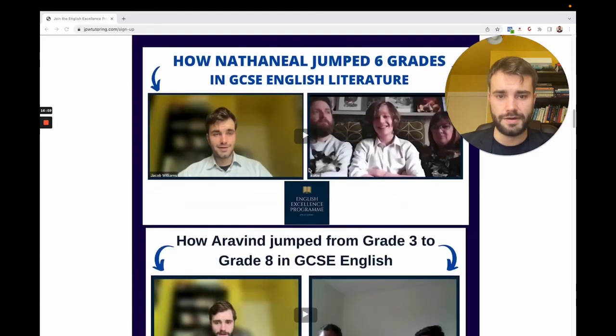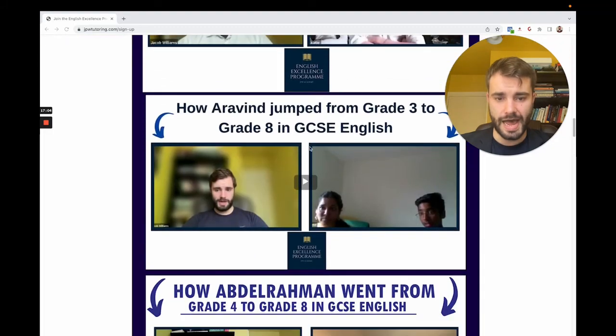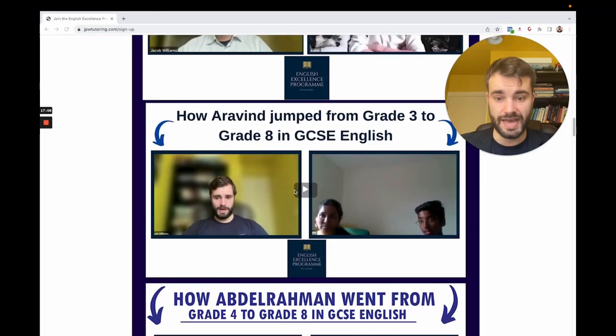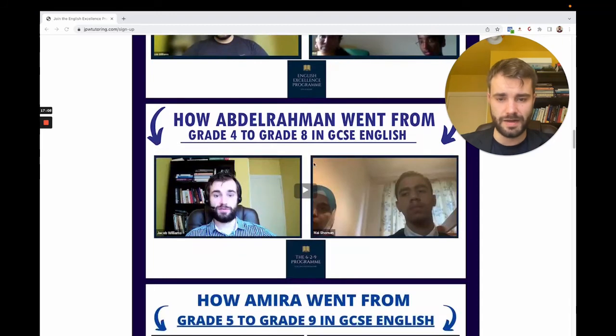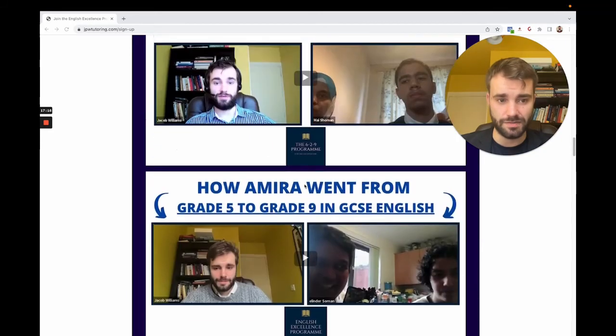So that is why many students have been able to get some incredible results. Nathaniel went up by 6 grades in literature, as you can see. Aravind actually went from a grade 3 to a grade 8 over the course of a year. Abdurrahman went from 4 to 8 in just 3 months. Amira, in about 4 months, went from a grade 5 to a grade 9. There are many others as well.